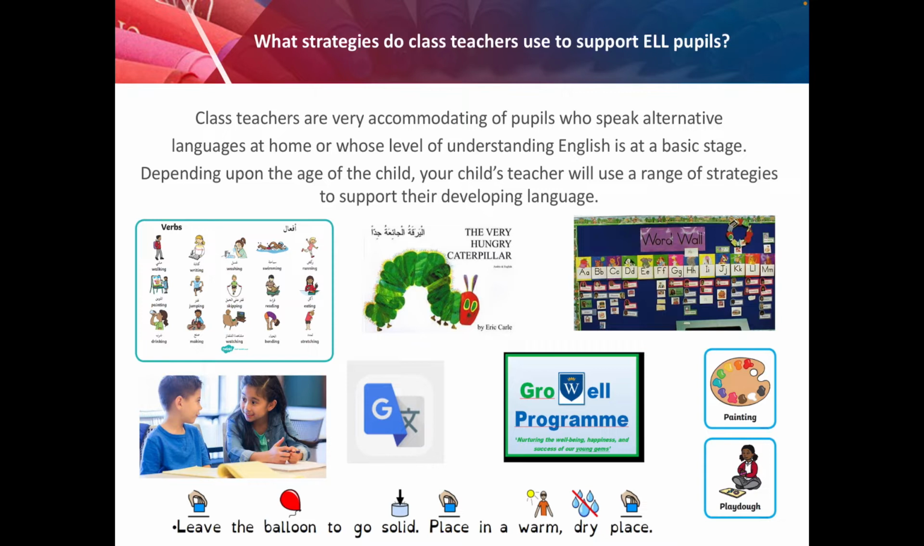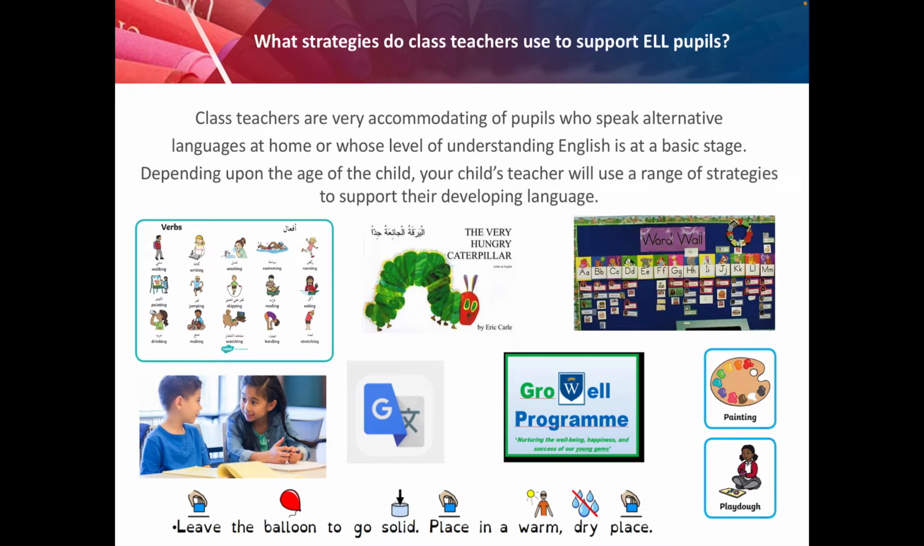Below you can see some picture examples, and I'm using picture examples because maybe many of you at home don't understand the English that I'm speaking, so the pictures are there to support you in understanding these different strategies that you might see your child being exposed to in a classroom. So one common thing that we can use in schools is bilingual resources.